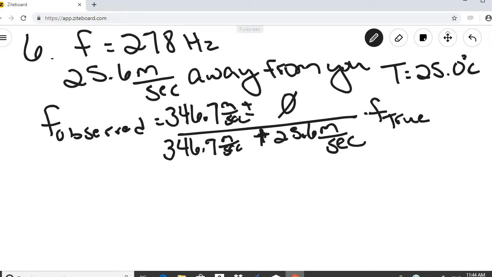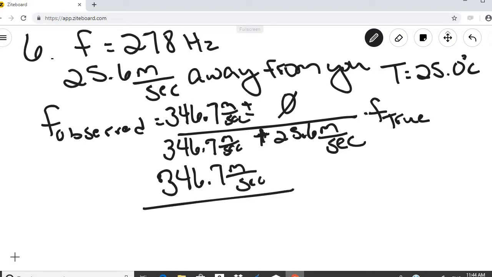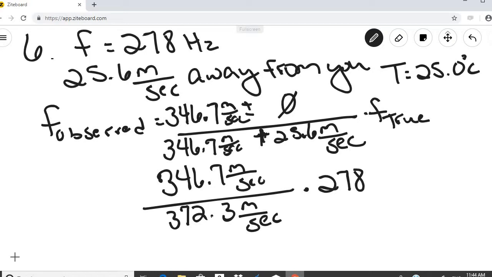So then if we do this math and multiply, what you'll get here is 346.7 meters per second. Okay, when we add these, we can go out to the tenths place. So that would be 372.3 meters per second, and then multiply that times 278 hertz.